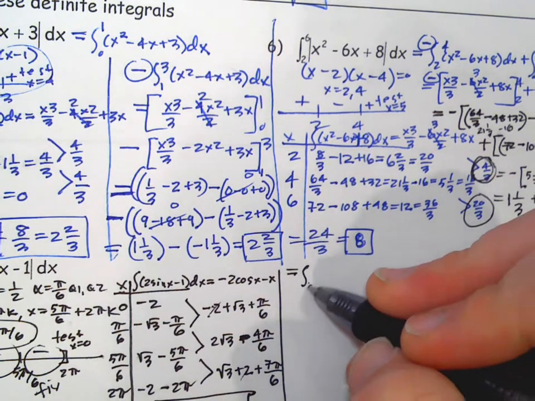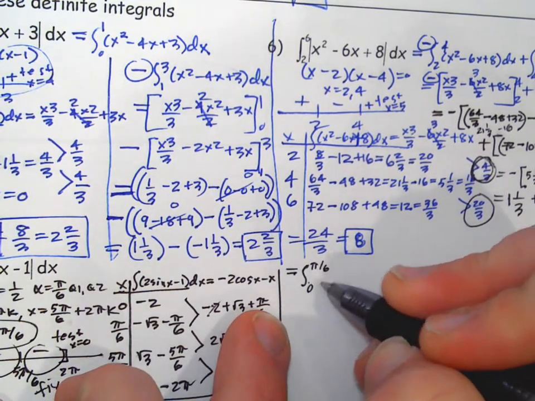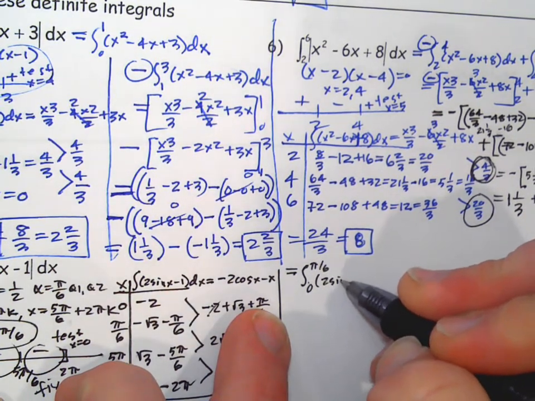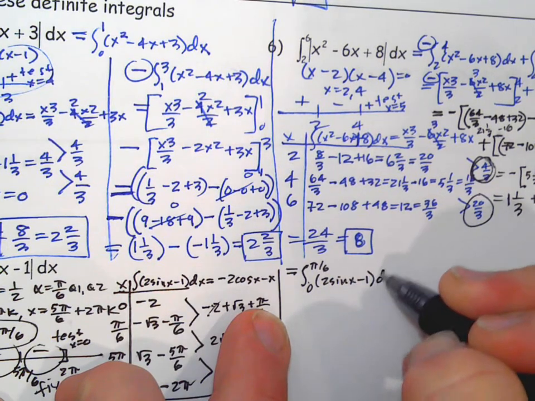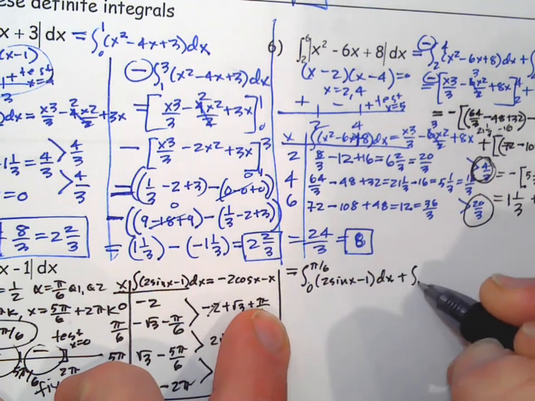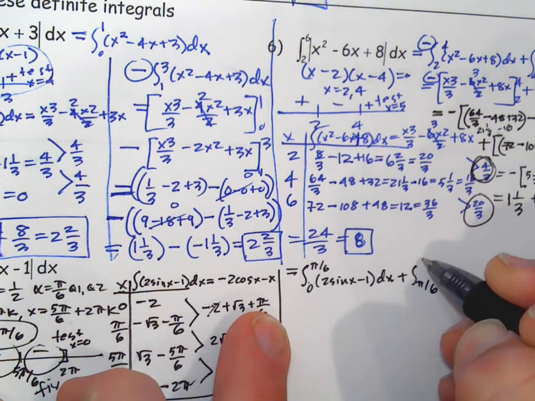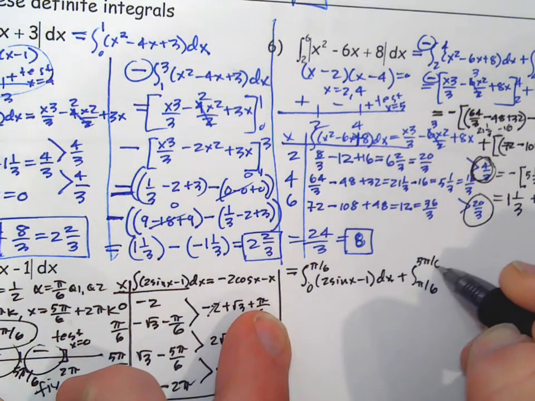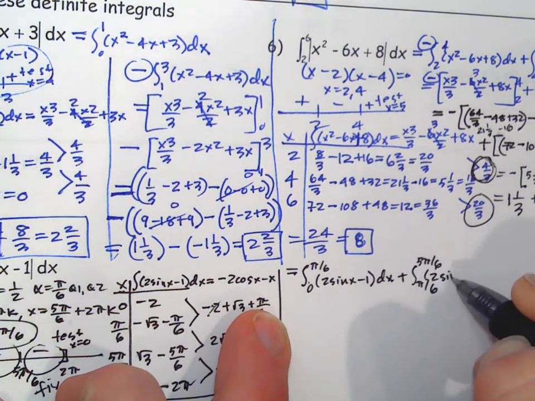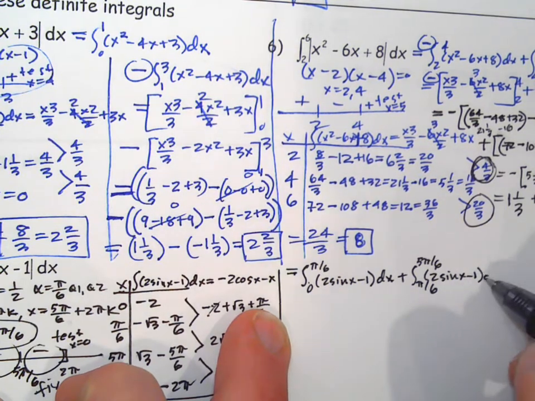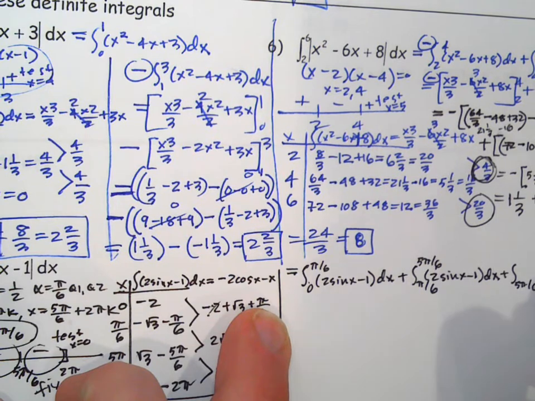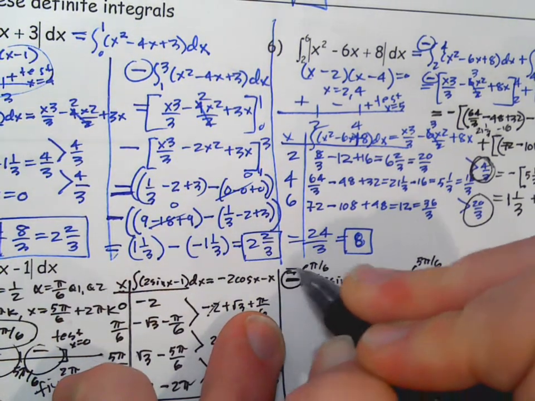Anyways, 0 to pi over 6, drop the absolute values, and then pi over 6 to 5 pi over 6, drop the absolute values, and then 5 pi over 6 to 2 pi, drop the absolute values. Now the negative ones we've got to fix by putting a negative in front.